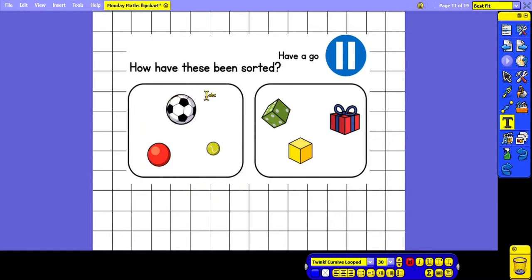So these shapes here in this group, we can see they are all spheres. And the shapes in this second group are all cubes. And we know that the shapes have been sorted depending on the type of shape that they are. So these ones are spheres and these ones are cubes.